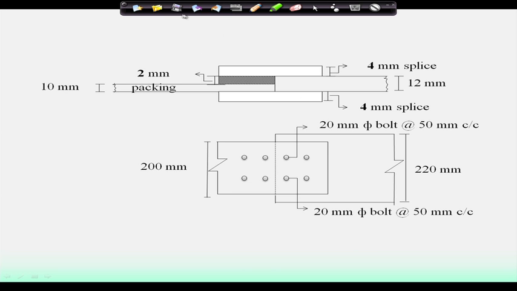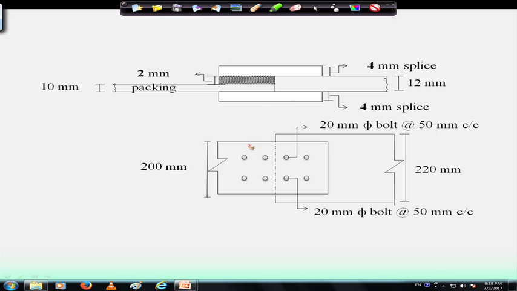Then if we draw the diagram, we can see that 4 bolts are provided in each plate, right, with a particular pitch value, which we considered as 50 mm, and the thickness of the splice plate we have considered 4 mm. So, the diagram will be looking like this. So, this is how we can design a splice plate.